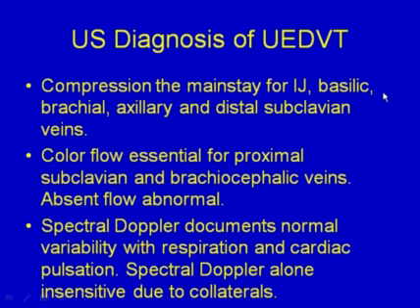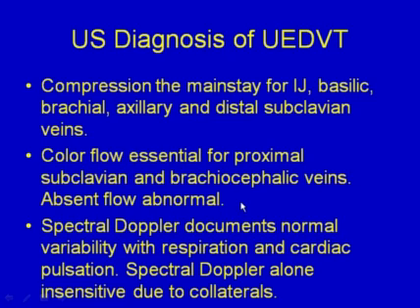In the lower extremity, we talked about compression being the mainstay. In the upper extremity, not all of these vessels can actually be compressed. So the internal jugular, the basilic, the brachial, the axillary, and the distal subclavian veins, where we can do compression, that's still the mainstay, just as in the lower extremity. However, behind the clavicle, and behind the clavicle and sternum junction, we need to be using color to see the subclavian and brachiocephalic veins respectively.